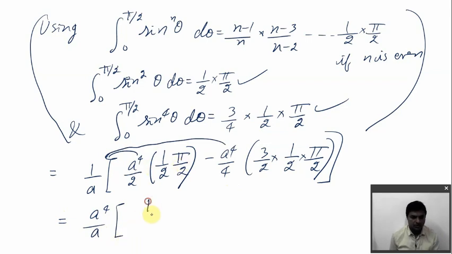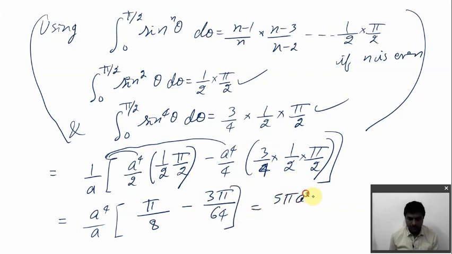So this gives you pi upon 2 into 2 into 2, 8. Minus a raised to 4 is outside, so 4 is there, divided by 4 is there. So this is 3 into 1 into pi is 3 pi, divided by 4 into 2, 8, 8 into 2, 16, 16 into 2, sorry, this is 4, let's substitute. So 4 into 4, 16, 16 into 2, 32, 32 into 2, 64. So when you simplify this, you must get 5 pi a cube divided by 64. This is the answer.